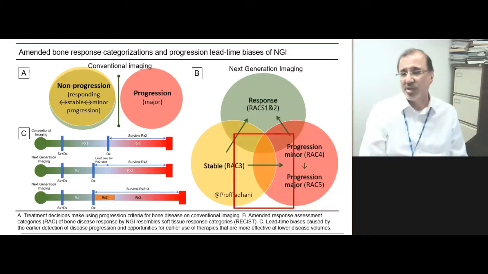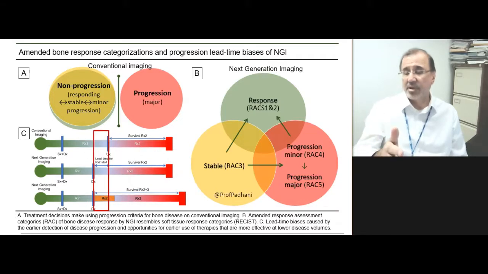So similar to lead time bias, you can get lead time bias affecting the response assessment paradigm. So in conventional imaging, if this is when you made the diagnosis, this is your first treatment, that's the time when you see progression, and then you institute treatment number 2. Okay. If you do next generation imaging, you'll see micro-progressive disease earlier. So this point comes here. But if you use the same treatment and they survive just as long with the second therapy, then this is lead time bias within the response assessment paradigm.